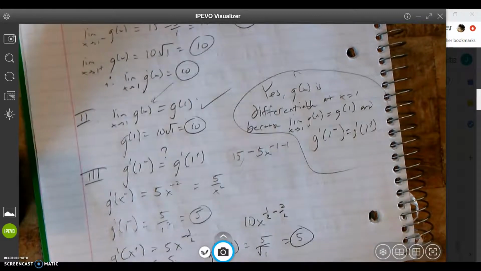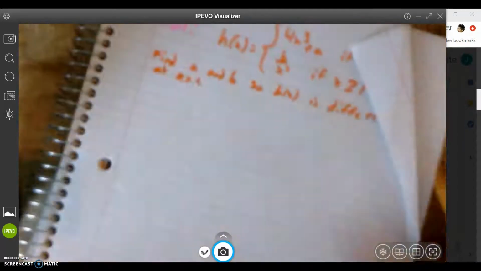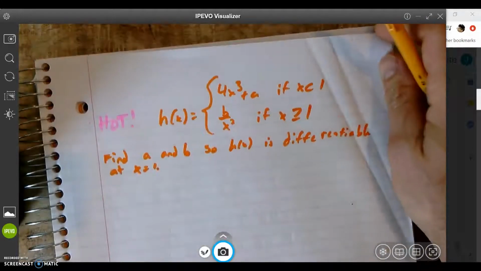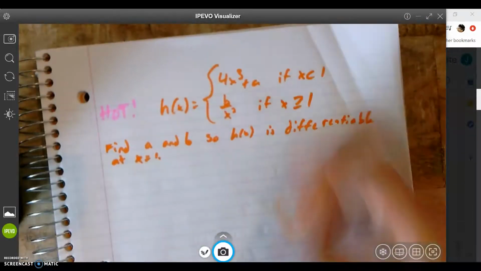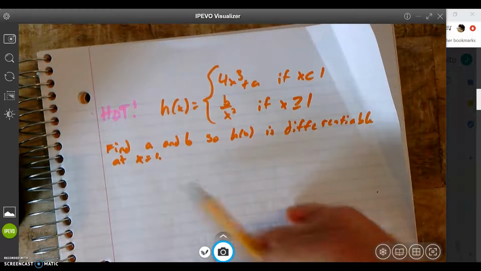Nice job. All right, where are we at? Cool. All right, last one. Here we go. All right, so find a and b so h of x is differentiable at x equals 1.